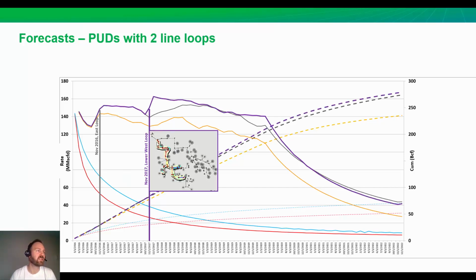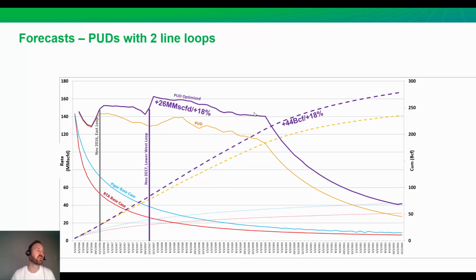Now when we schedule that second line loop in the other part of the system, we get another incremental uptick to our production as well. Overall, by scheduling these pipeline optimizations, we're going to get an increase of 18% in both our rate and our cum over the life of this field. And this can be predicted reliably by connecting RTA and Piper together.